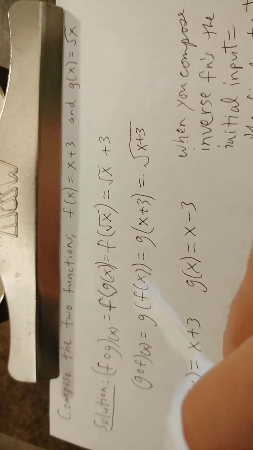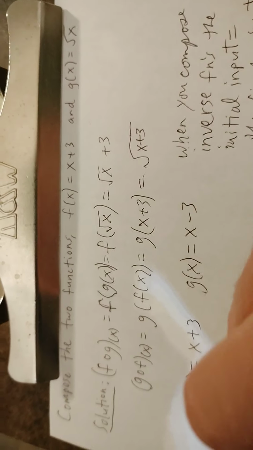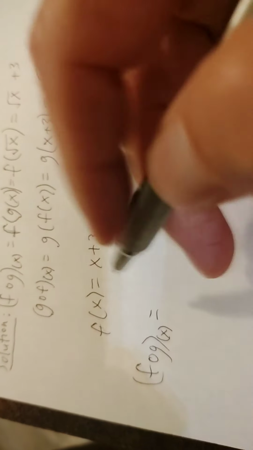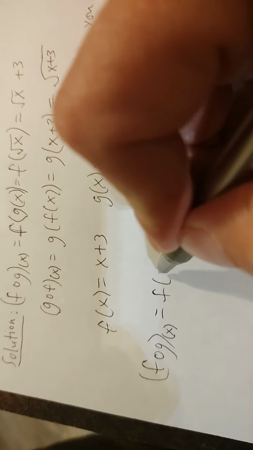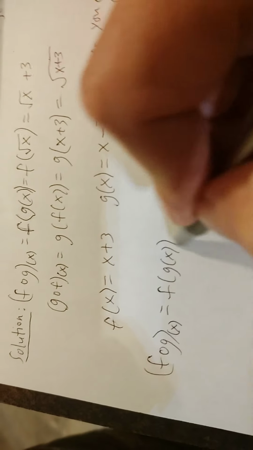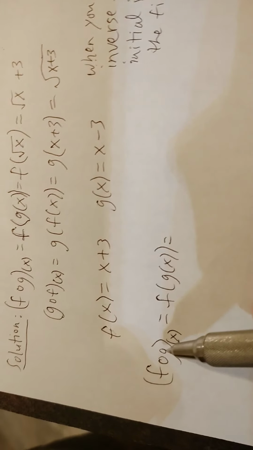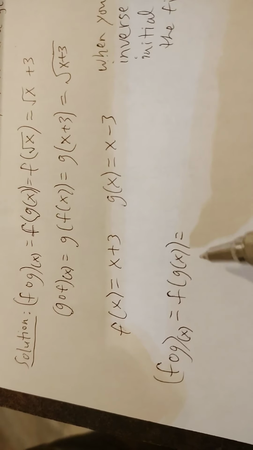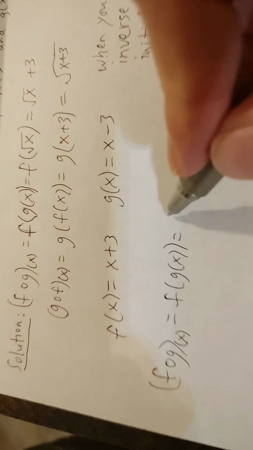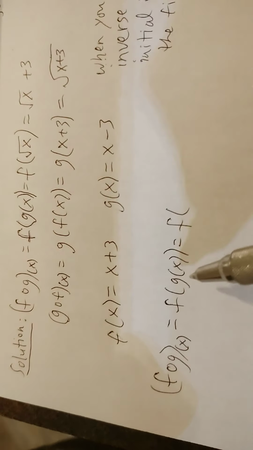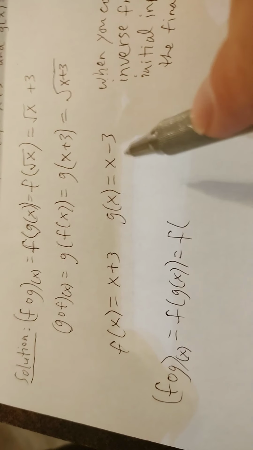Let's try f circle g of x. And what is that going to equal? First, I'm going to do this nice little trick here. Rewrite it in more friendly notation. The second function goes on the inside. And now it's only two more steps, I think. So we go f of, what is g of x? x minus 3.